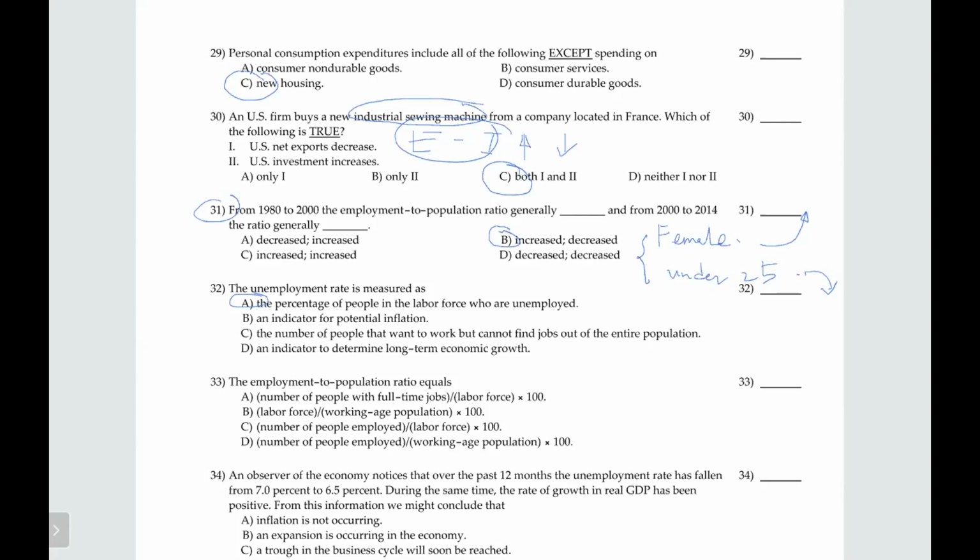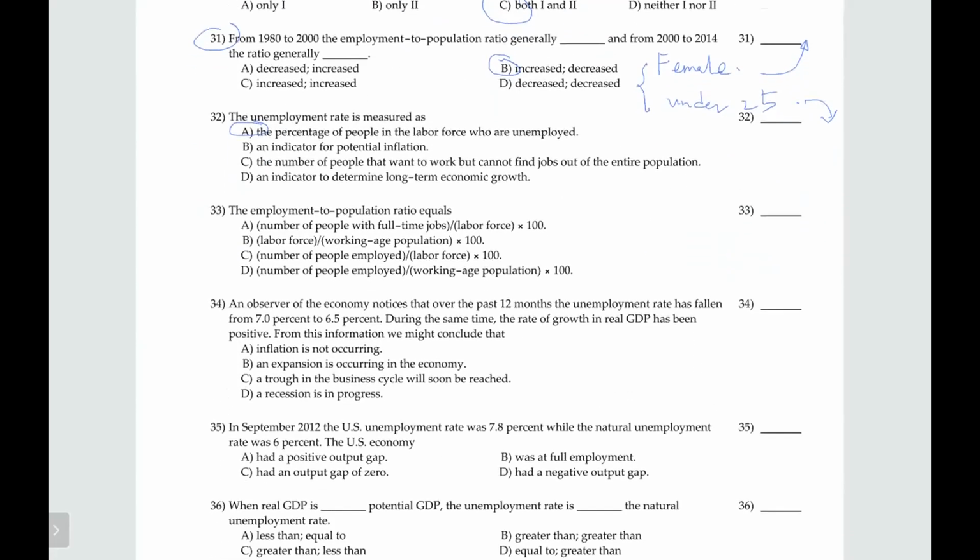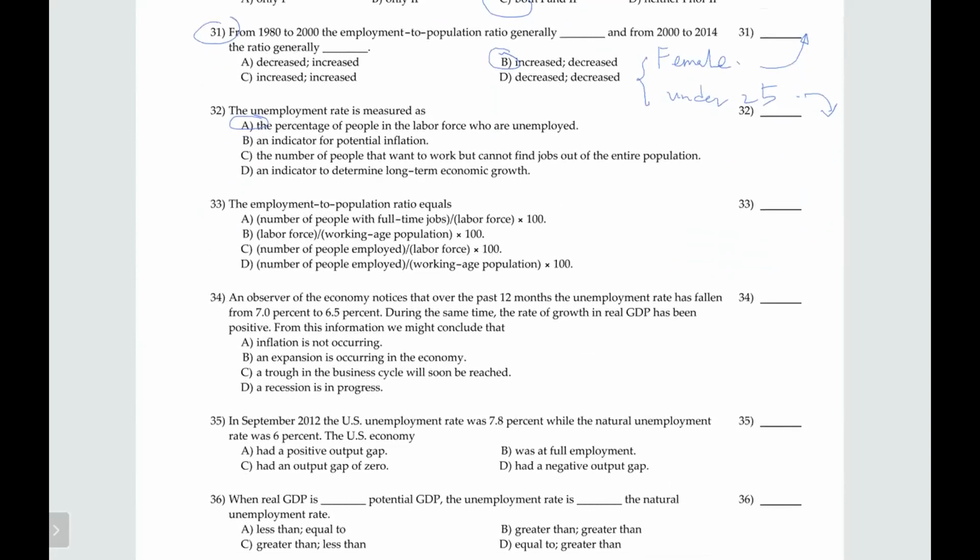Now we move to 33. The employment to population ratio. So the answer is D.